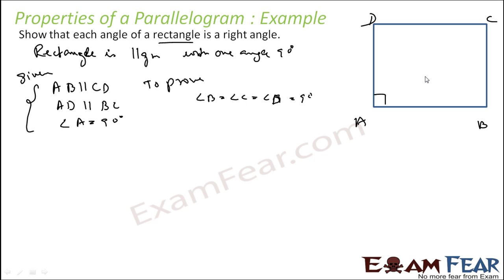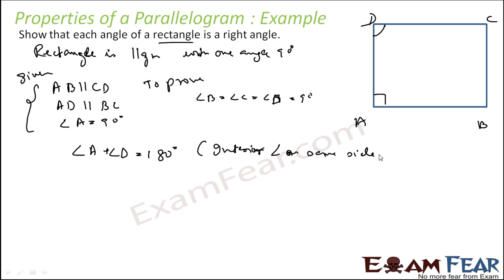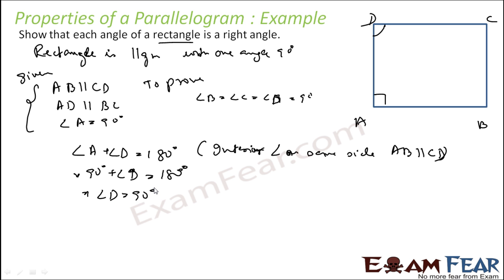AB is parallel to CD, correct? If AB is parallel to CD, what happens? Then AB is parallel to CD and AD is the transversal. So angle A plus angle D is 180 degrees, interior angles on the same side where AB is parallel to CD. Angle A is 90 degrees, plus angle D is 180 degrees. So with this you solve, angle D comes out to be 90 degrees.